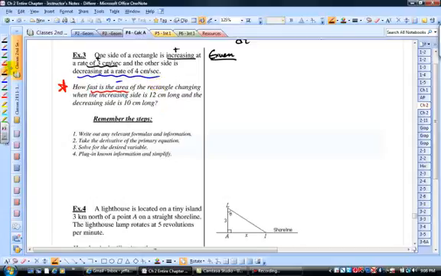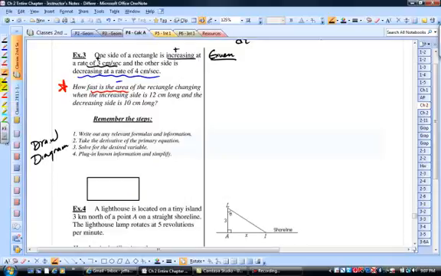Now to write down the given and interpret it, we need a diagram here. So in this case, I'm going to draw a picture over here. We're going to draw a diagram. So let's go ahead and do that. Let's draw a rectangle here.